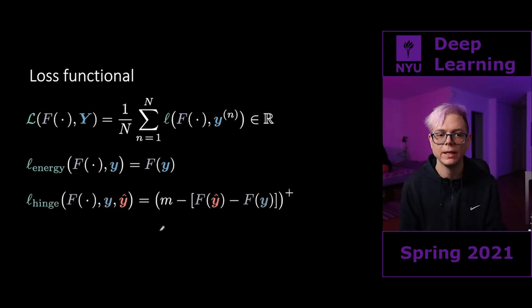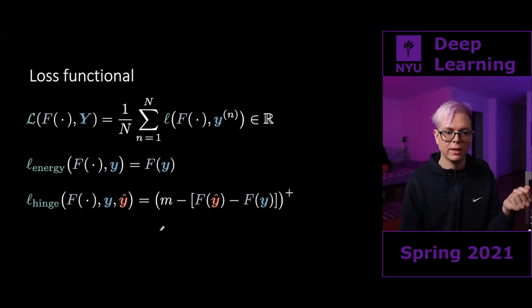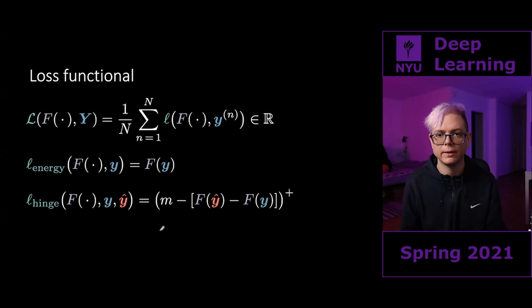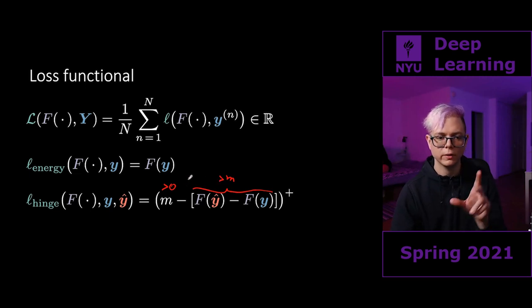Another option here is the hinge loss functional. So what does the hinge loss functional do? Given your energy function F, given a blue Y and given a red Y hat, my hinge loss functional will try to make the distance between the red guy here and the blue guy here larger than a margin M. This is a positive number, greater than zero. The system will try to get this item to be larger than M. As long as it's smaller than M, you have M minus something smaller than M, so you have a positive number. You take the positive part, you still get a number, so you still try to minimize that.